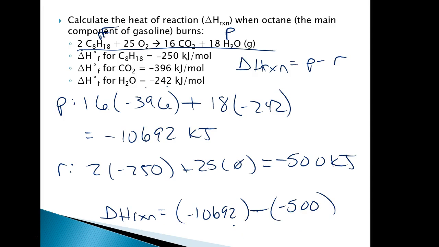So negative 10,692 minus negative 500, and you get negative 10,192 kilojoules. This is a lot of heat. Okay, this is a lot of heat because that's kilojoules. If I had it in joules, it'd be 10,192,123 joules. 10 million joules. This is some significant heat, but then we would expect that because it's a reaction and it's burning.